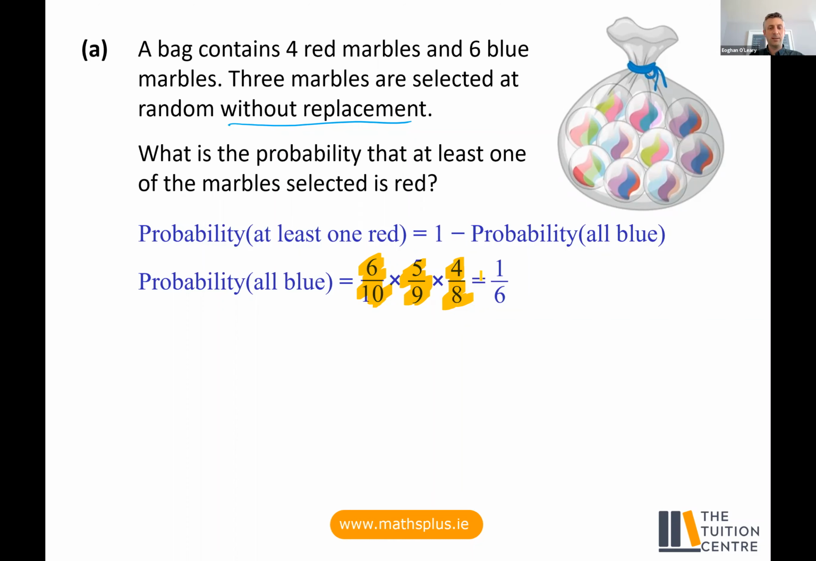And when I multiply those together, it's 1 over 6. And the reason it's multiplied is because we're using the word and. So it's the first is blue, and the second is blue, and the third is blue. So that's 1 over 6. The probability that at least one is red is then 1 minus the probability that they were all blue. So we get my answer of 5 over 6. And that was 10 marks.